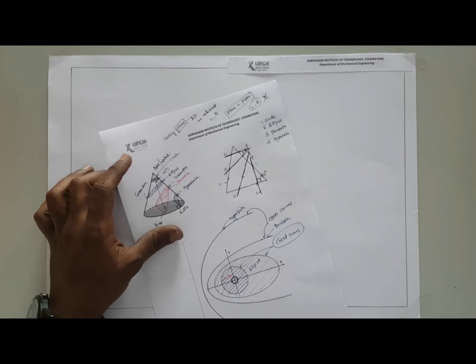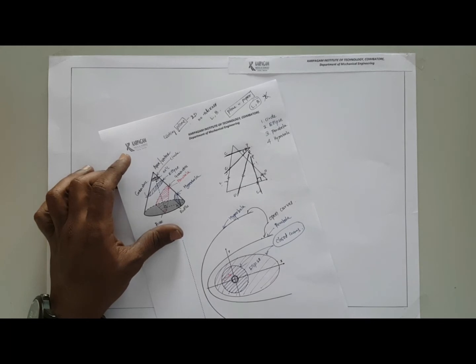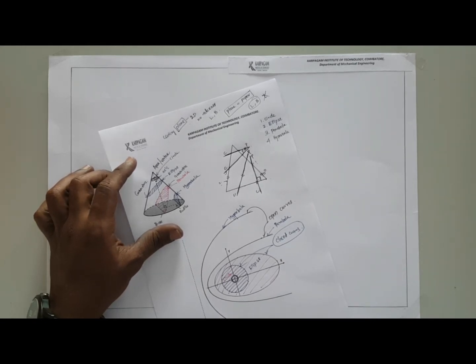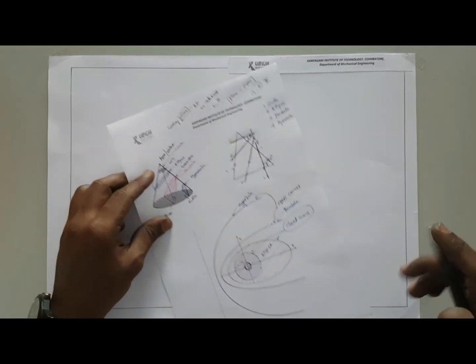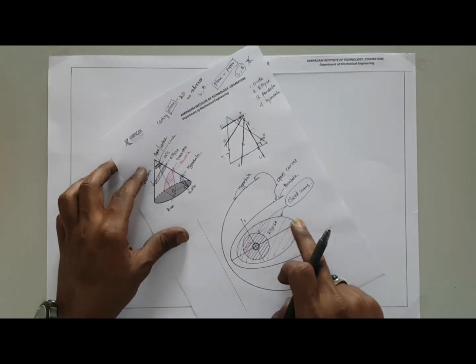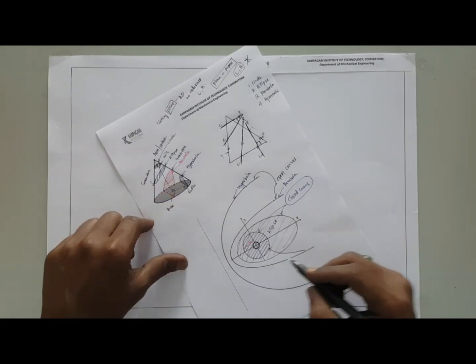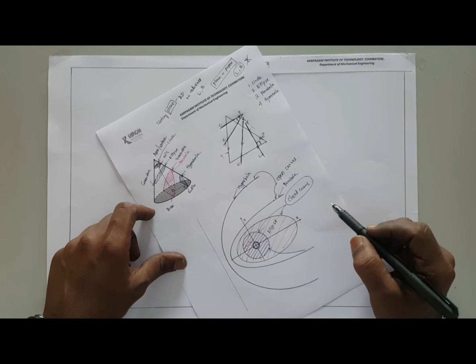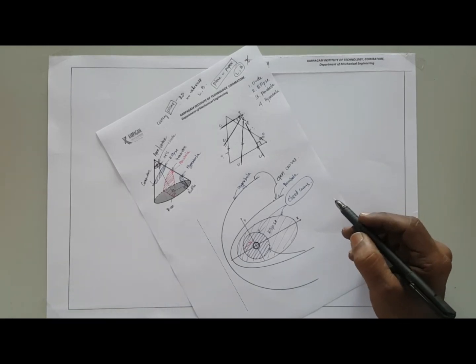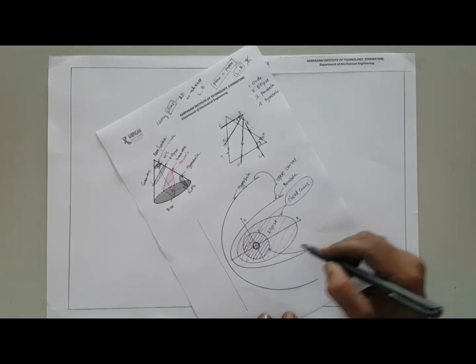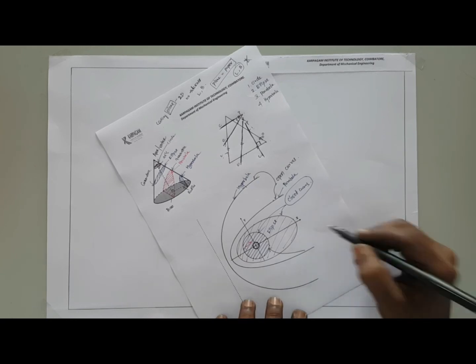Then next, how can we construct these curves? Among all these four types of curves, circle construction is very easy. For constructing a circle, you need only one dimension. It is called radius. Only one parameter, radius, is enough for constructing the circle. So it is very easy.